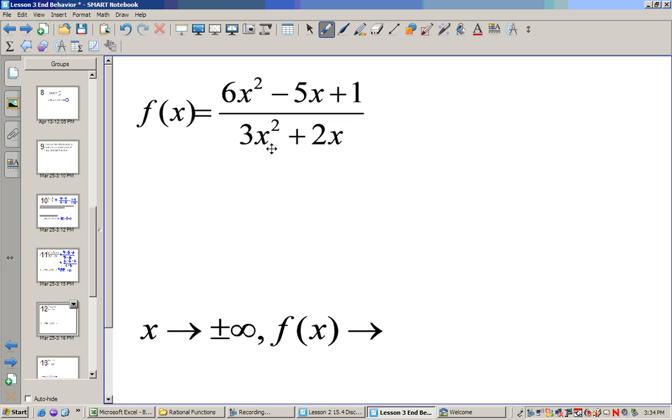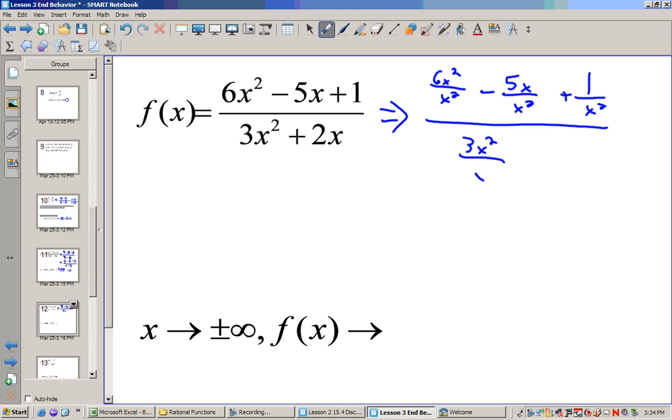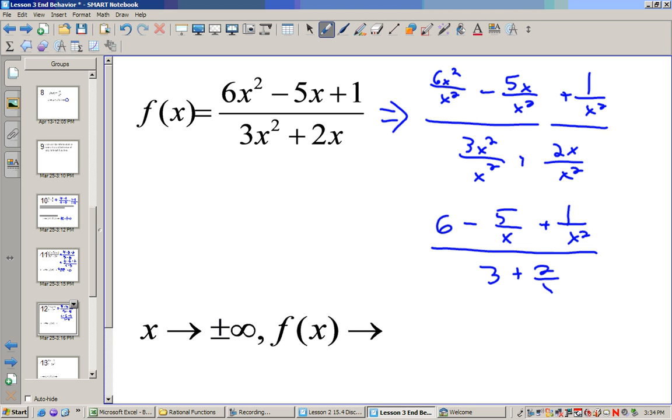Let's try this one. x squared is the largest degree in the denominator, so 6x squared over x squared. Now we divide the denominator the same way. So I have 6 minus 5 over x plus 1 over x squared, all over 3 plus 2 over x. What happens here, here, and here? They'll all go to 0, leaving this as 6 over 3, which equals 2. So as x goes to positive negative infinity, f of x is going to go towards 2.